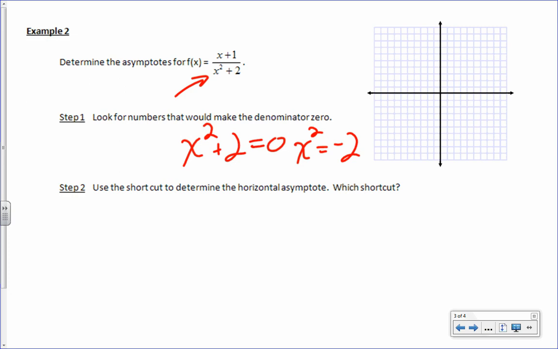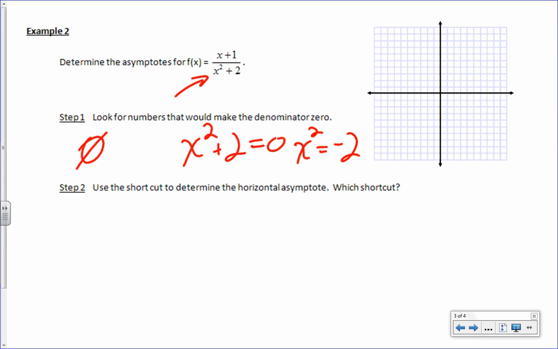So as far as vertical asymptotes, there aren't any. Again, that's the empty set, meaning there are no answers in that solution set. So there's no vertical asymptote. Now that doesn't mean there's not a horizontal. So let's look for a horizontal. And again, what would you do there? Which shortcut would we use this time?